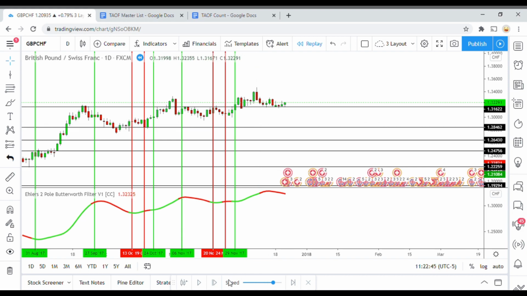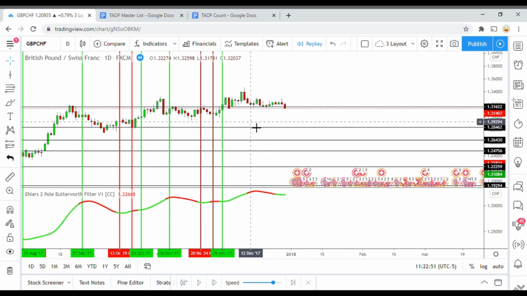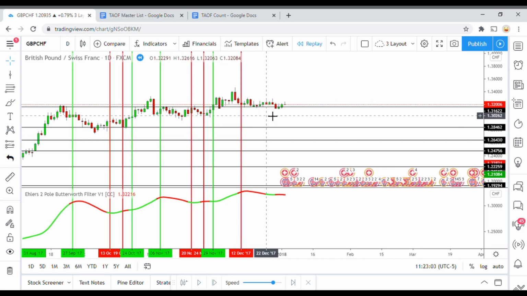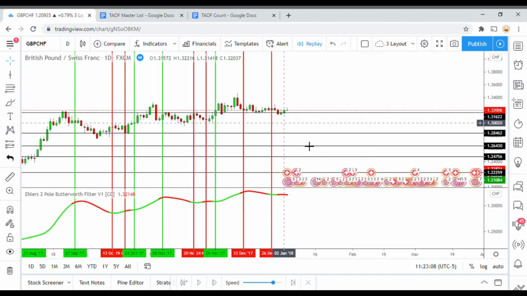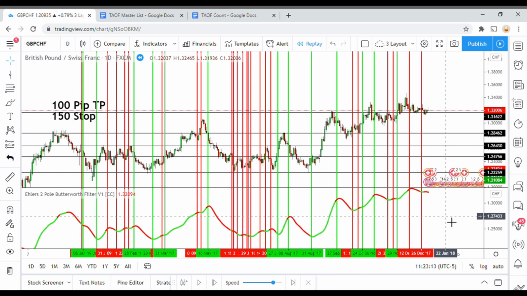Then we pick up a short over here. Let's go ahead and play that one out a little more. That one doesn't work out for us very well either. And a long, and that is the end of the year there. All right, so that is Ehlers 2-pole Butterworth filter.